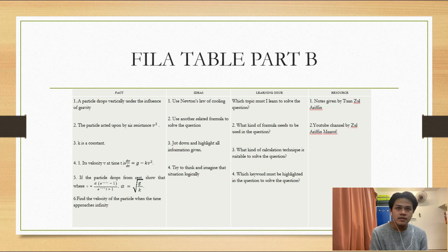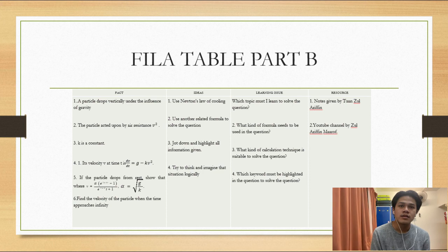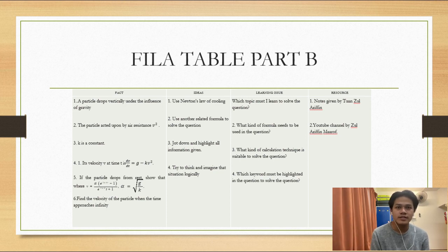So now moving on to filler table part B. A particle drops vertically under the influence of gravity, and the particle is acted upon by air resistance, where K is a constant. First, its velocity v at time t is given by the formula, and if the particle drops from rest, show that the formula holds. And number 6 is to find the velocity of the particle as the time approaches infinity.